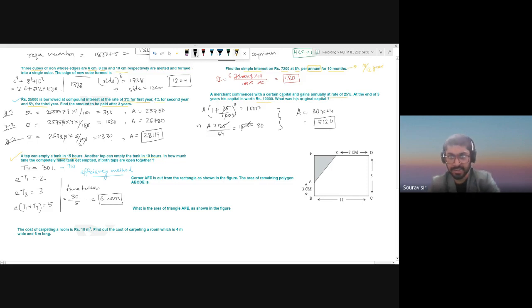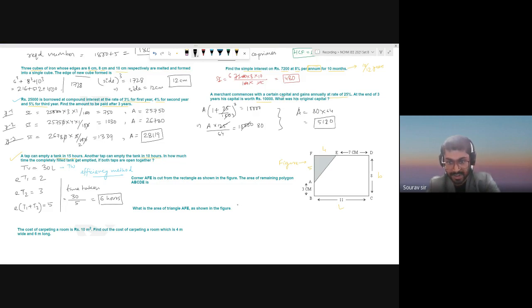All right, next we have a comprehension type question. This is the given figure. So this figure is given. Let us see. So this is the length, this is the breadth, AB is 3, and so AF will be 5. Since ED is 7, so this part will be 4. All right, AF is cut out.